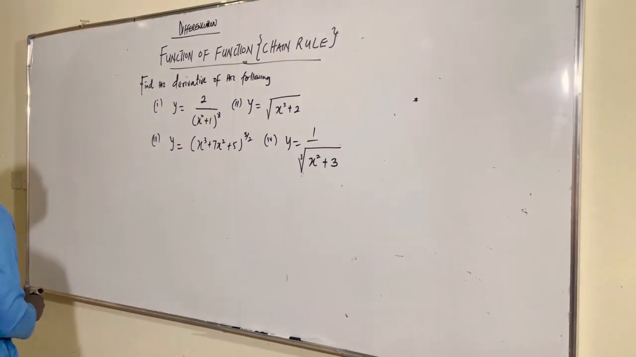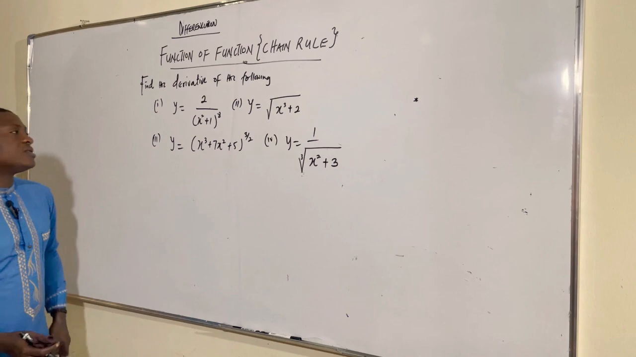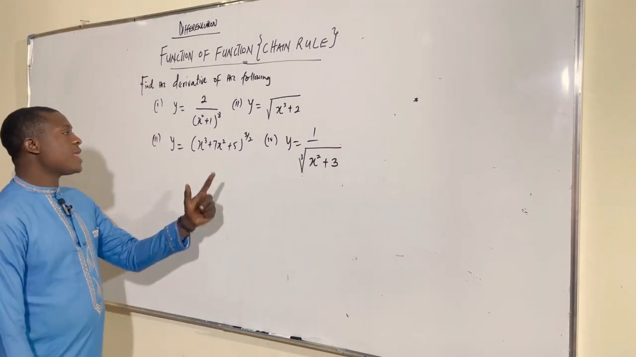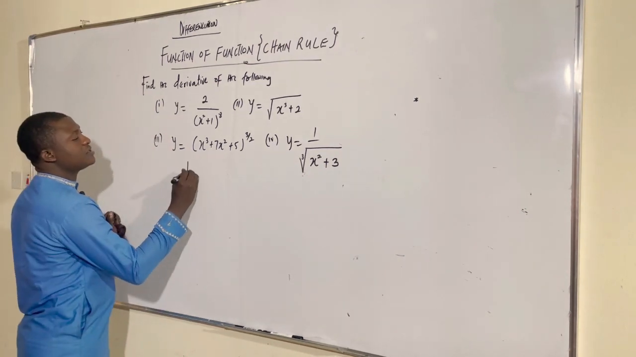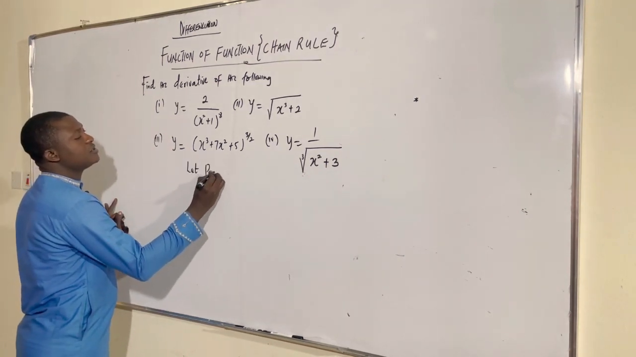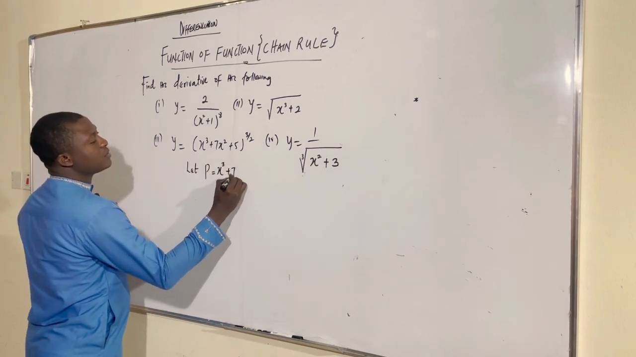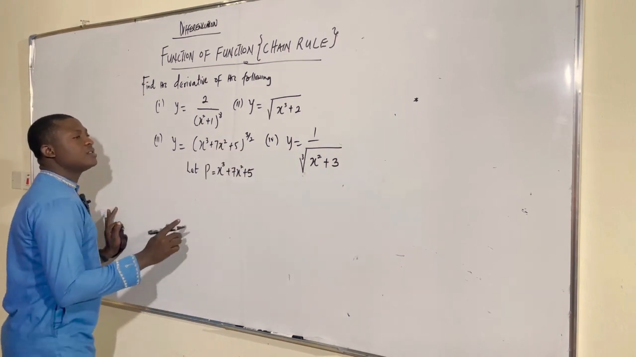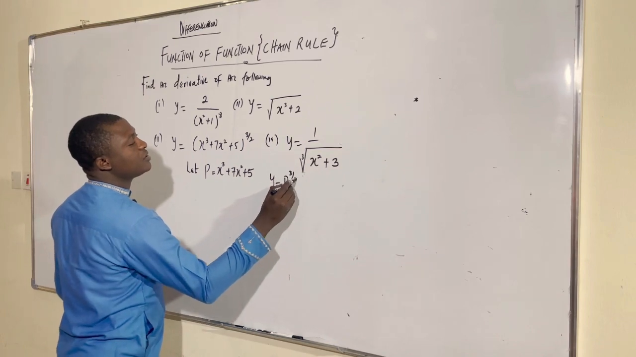So look at this one. They said y is equal to x cubed plus 7x squared plus 5, raised to the power of 3 over 2. So I will do it the same way. The first step, maybe I should use another alphabet here. Let p equal to this, that's x cubed plus 7x squared plus 5. So now, if that one is p, then that one will become y is equal to p raised to the power of 3 over 2.